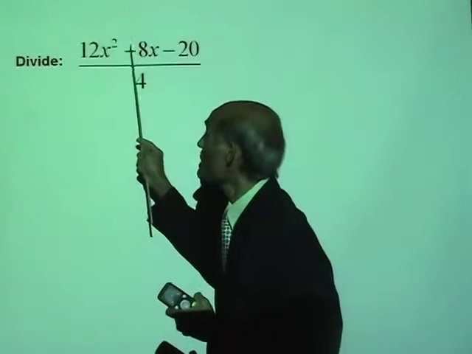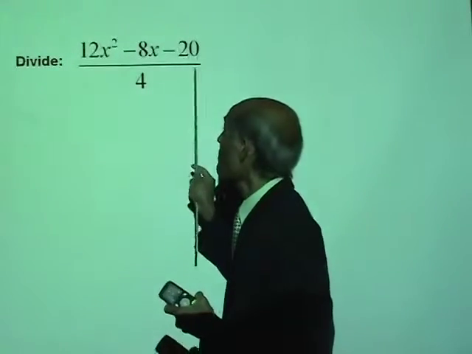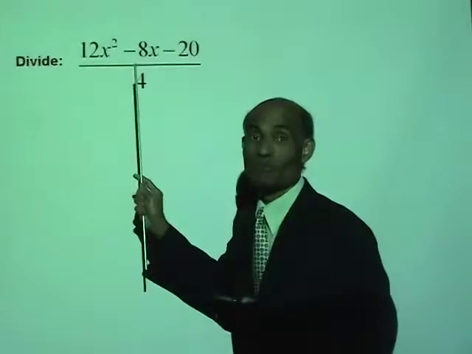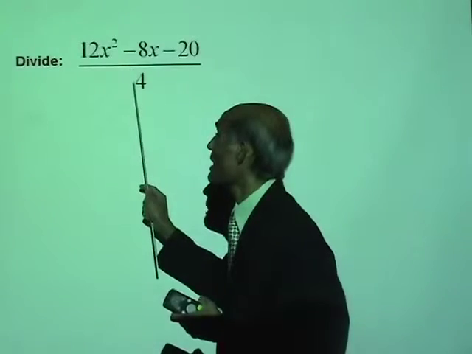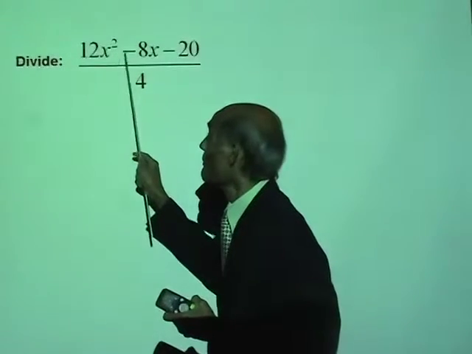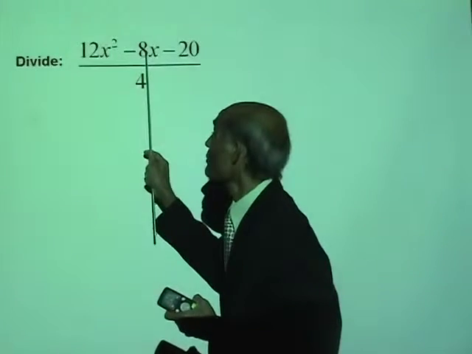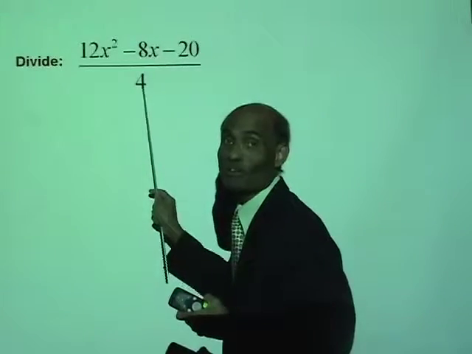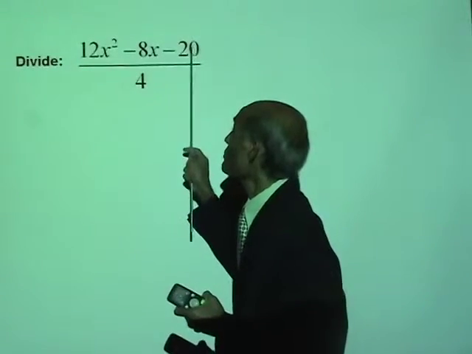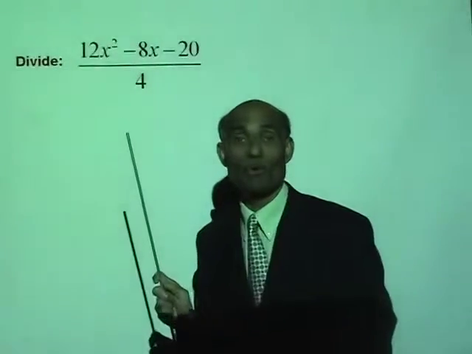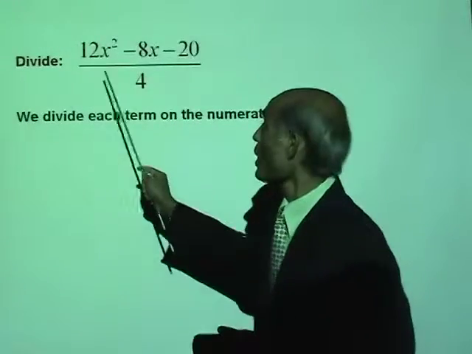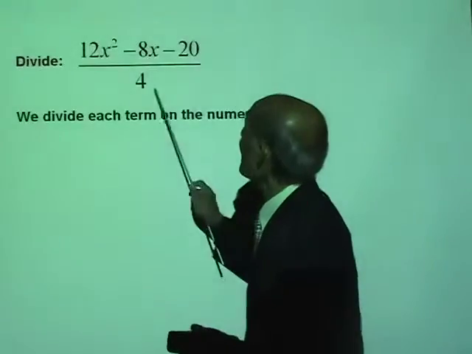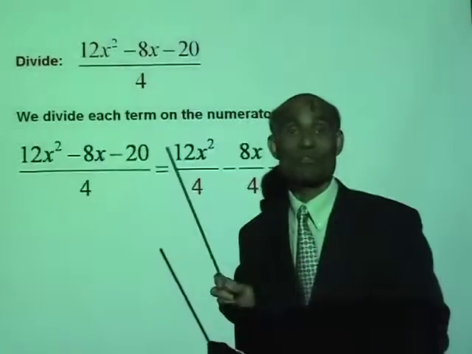And remember to keep the sign. So what will be my next step? My next step will be this: 12x squared divided by 4 minus 8x divided by 4 minus 20 divided by 4. That is my next step. Divide each term on the numerator by the denominator, that is 4.